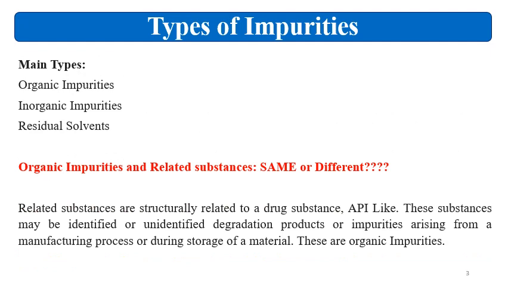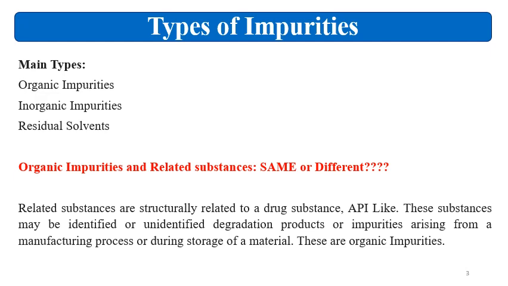Then what are the types? The impurities are mainly divided into organic impurities, inorganic impurities and residual solvents. So, organic impurities and related substances. Some people call them related substances. So are organic impurities and related substances the same or different?